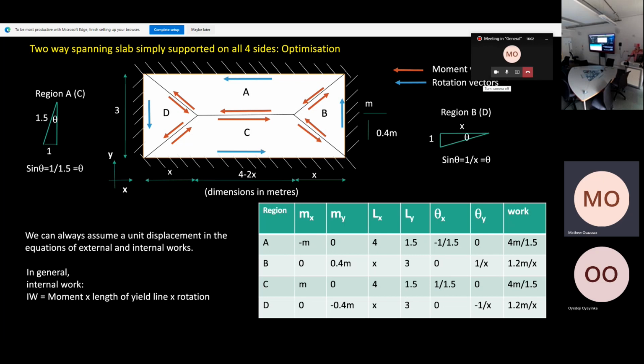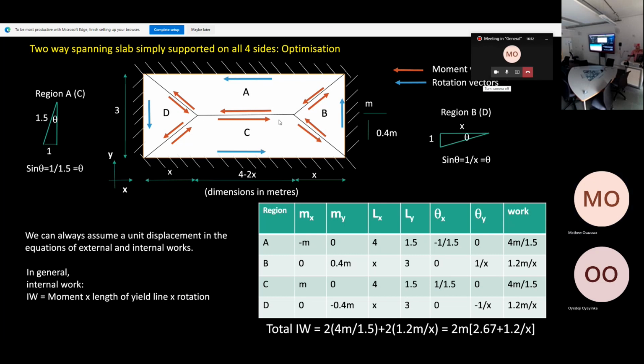Yeah, internal work was supposed to be moment times theta, not moment times length times theta. This is theta. The rotation is the rotation of the region. I think internal work is supposed to just be moment times theta. Yes, but remember, what are the units? The moment is over the entire length. I explained this last week. Moment is over the entire length of the yield line.